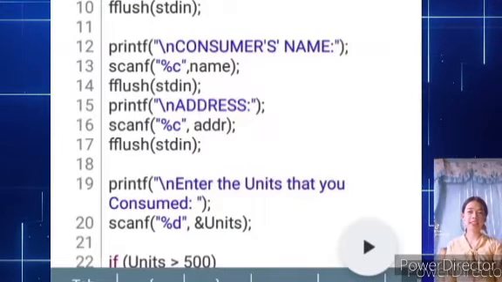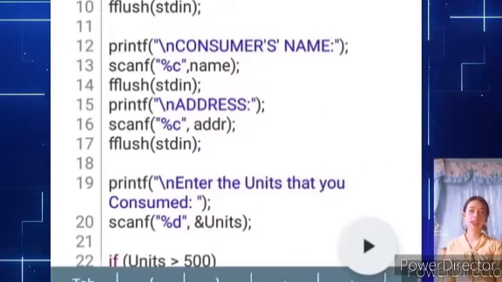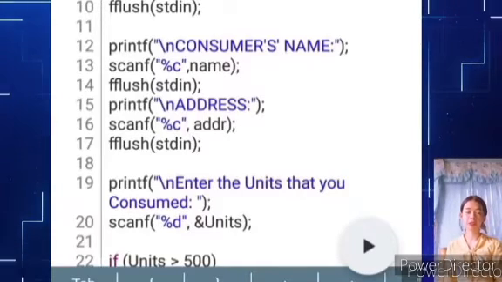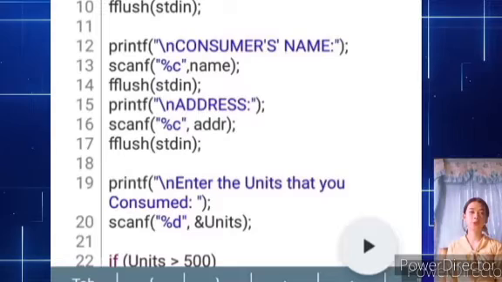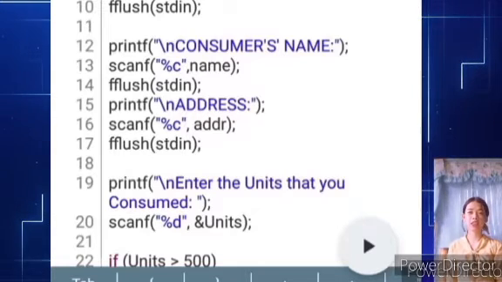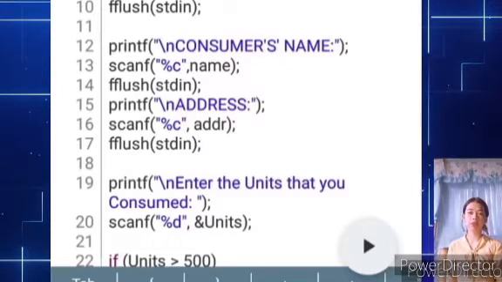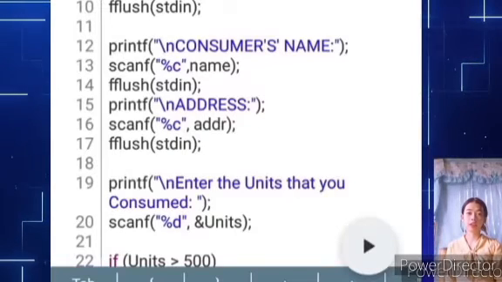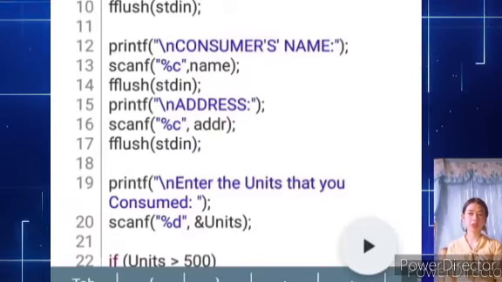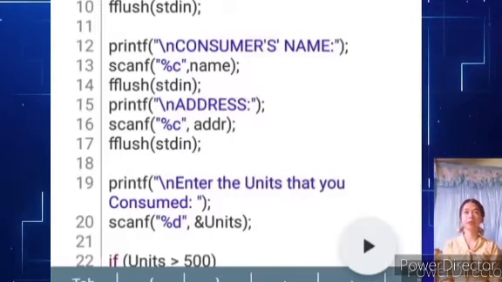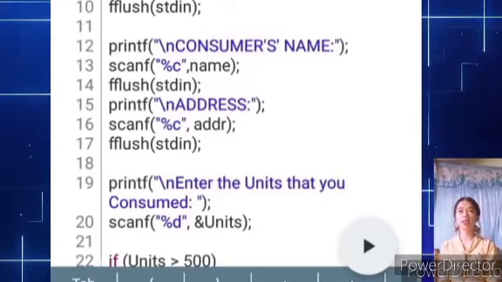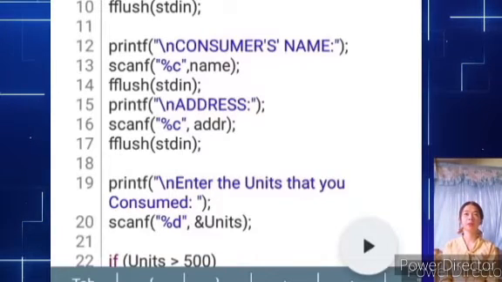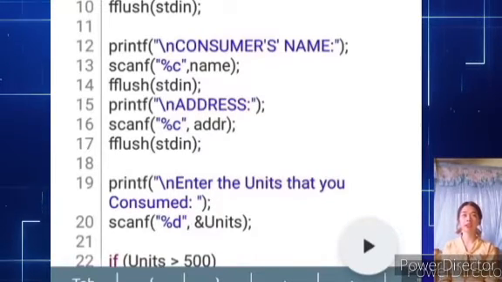Flush stdin. It is used to flush the output buffer of the stream. It returns 0 if successful, otherwise returns EOF or end of the file, and the feof error indicator is set. Next, printf \n, consumer's name, scanf, %c, and name. %c is used to print a character.